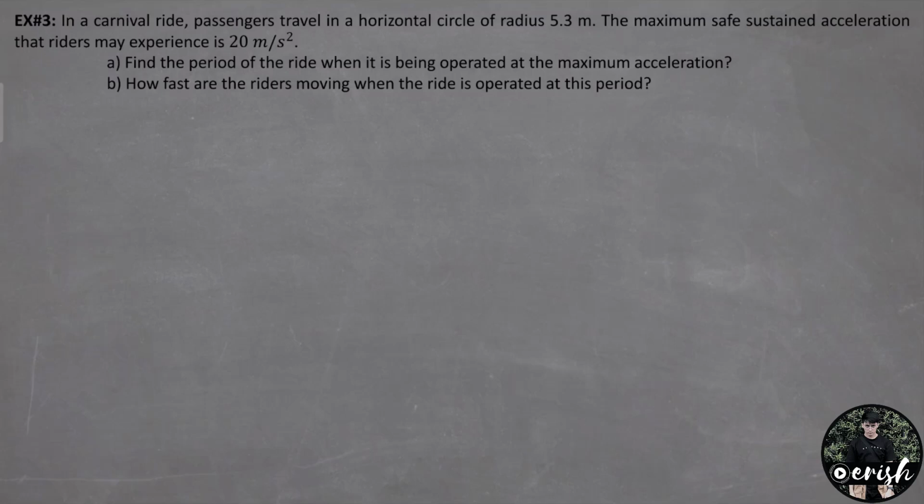In a carnival ride, passengers travel in a horizontal circle of radius 5.3 meters. The maximum safe sustained acceleration that riders may experience is 20 meters per second squared. Letter A. Find the period of the ride when it is being operated at the maximum acceleration. Letter B. How fast are the riders moving when the ride is operated at this period?